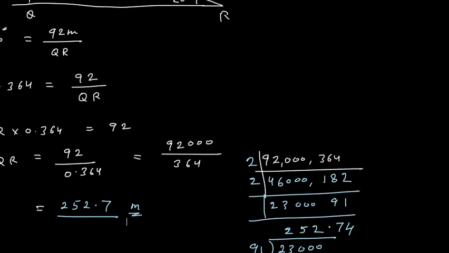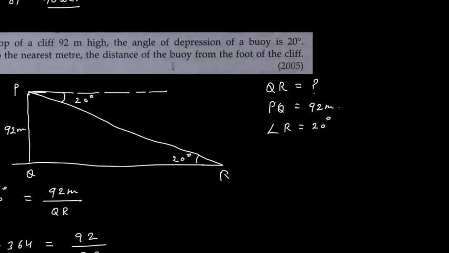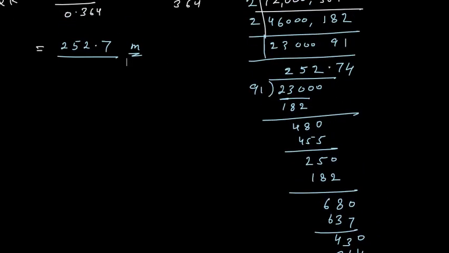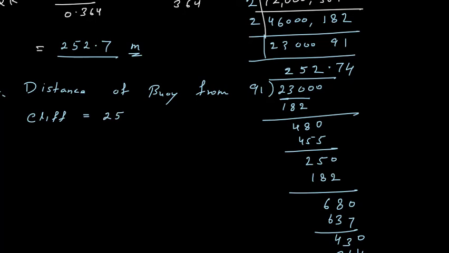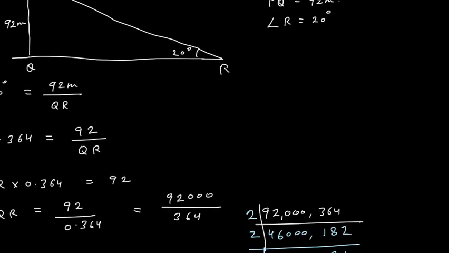So this much meter is this QR distance. So the distance of the boy from the foot of the cliff, I will say that therefore the distance of the boy from the cliff is equal to 252.7 meter. This is the distance of the boy from the cliff. Yes, simple. Right.